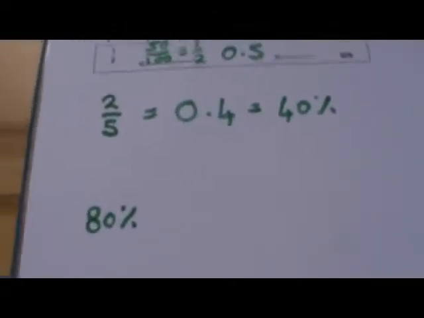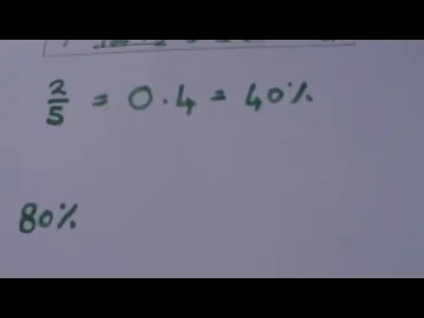2/5. So to change that to a decimal, it's 2 divided by 5. So 5's into 2 don't go, it's 0 point something. 5's into 20 go 4. So 2/5 is 0.4. To change that to a percentage, multiply by 100, so that becomes 40%. Let's try one the other way.